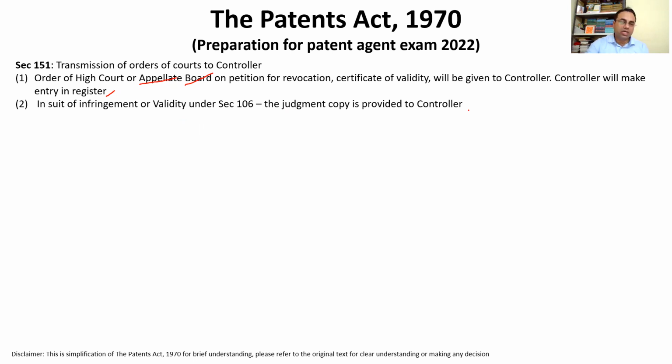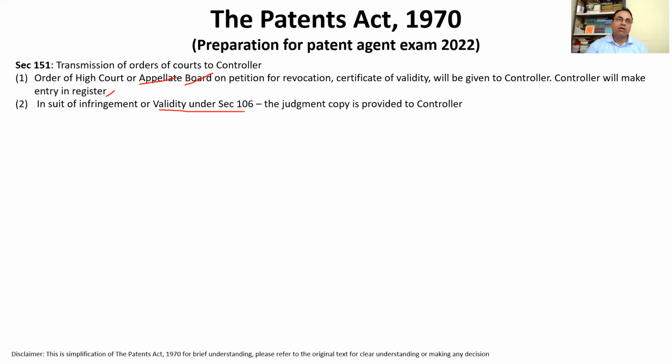So what happens under 106? What happens there? What is the validity? So under section 106, if there is a groundless threat of infringement, then the defendant has to prove that my patent is valid and the infringement valid.